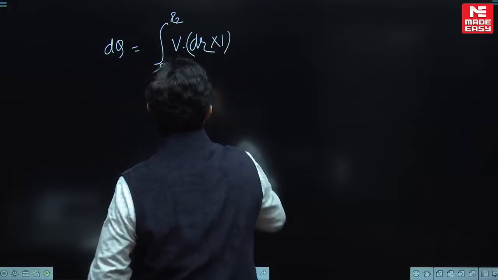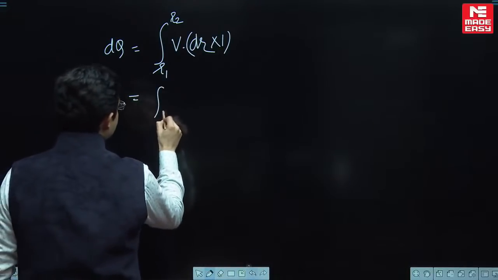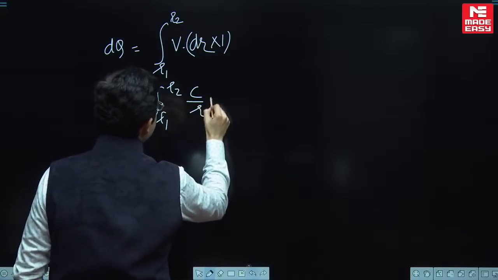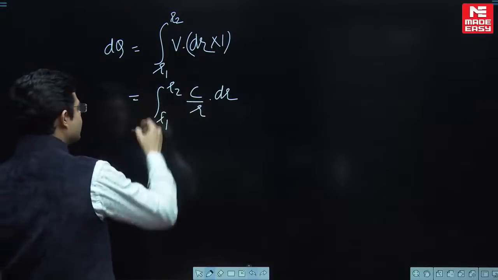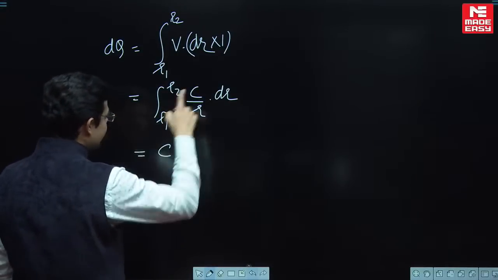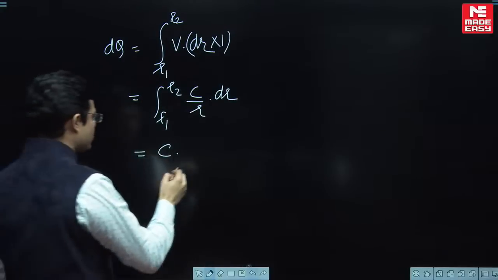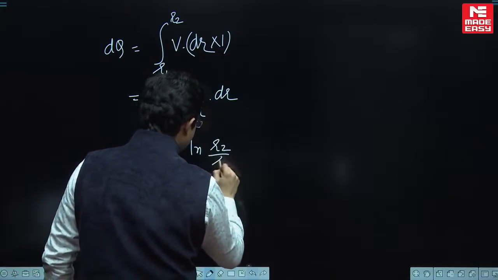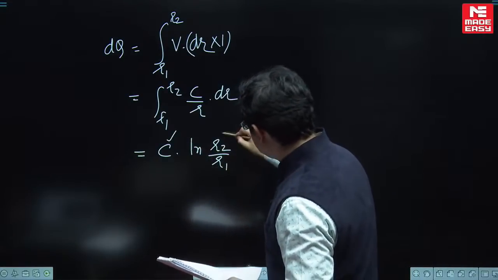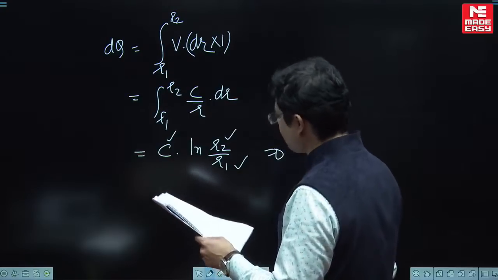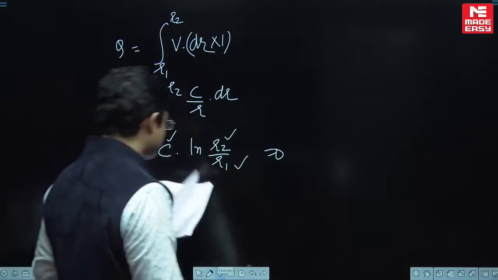Dr cross 1 is the area, right? So velocity into dr, but velocity is varying. So we will replace this velocity by C by r, into dr. So dr by r, integration will be log r. The constant you can take outside, integration of this will be log r, upper limit minus lower limit. So this is going to be log of r2 by r1. The question is solved. You know the value of C, you know the value of r2, you know the value of r1. You have integrated now, so this is the total discharge.